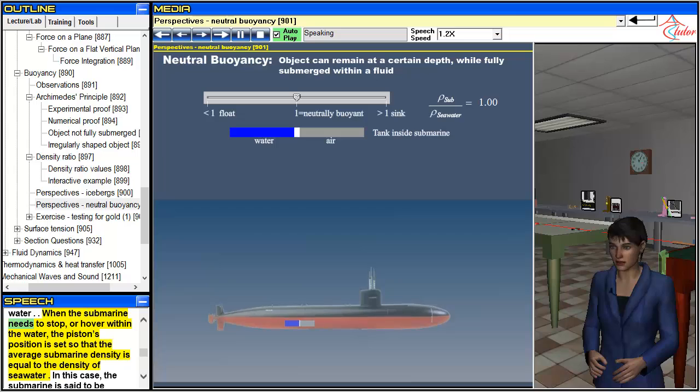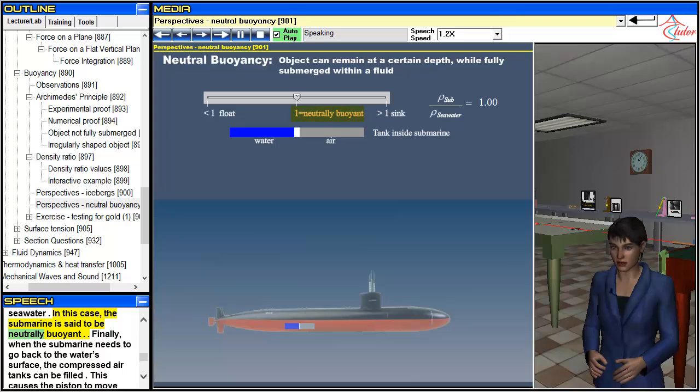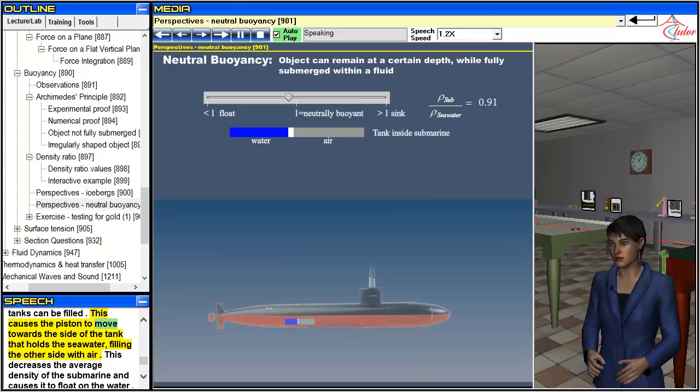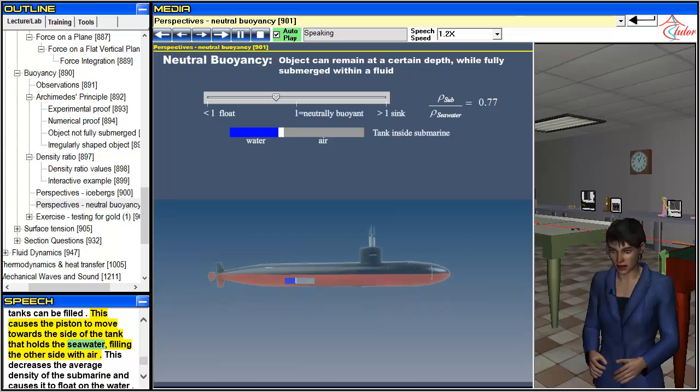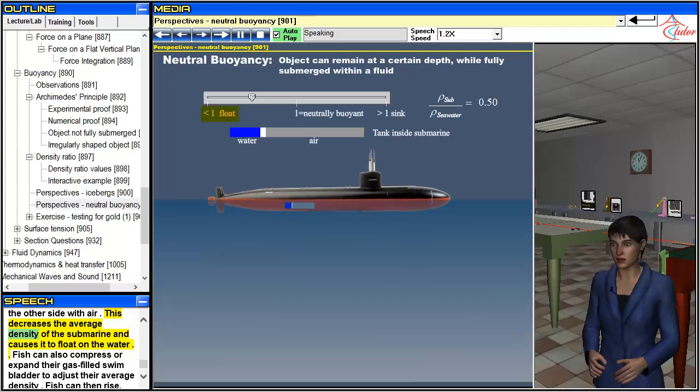When the submarine needs to stop, or hover within the water, the piston's position is set so that the average submarine density is equal to the density of seawater. In this case, the submarine is said to be neutrally buoyant. Finally, when the submarine needs to go back to the water's surface, the compressed air tanks can be filled. This causes the piston to move towards the side of the tank that holds the seawater, filling the other side with air. This decreases the average density of the submarine and causes it to float on the water.